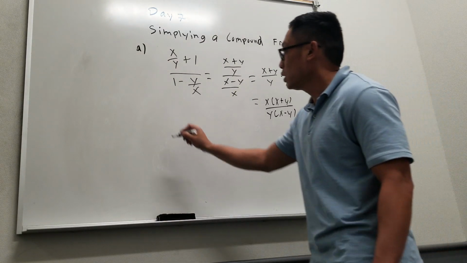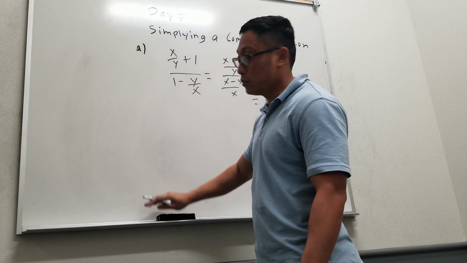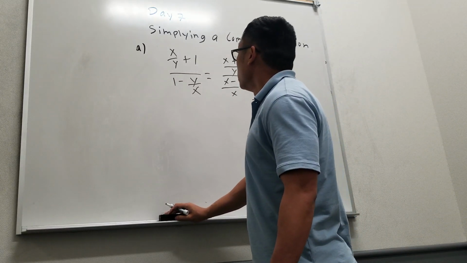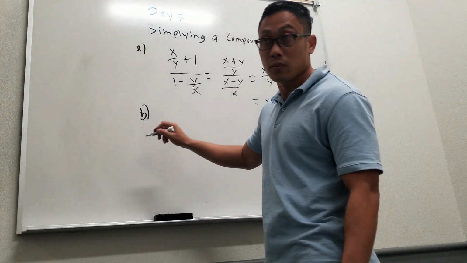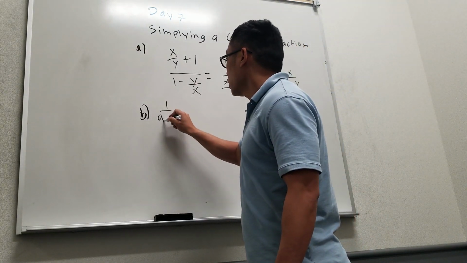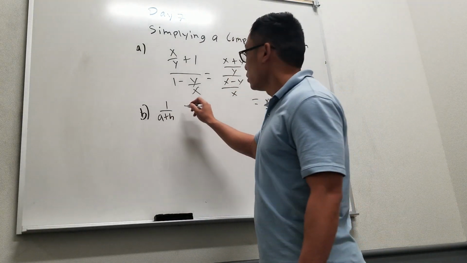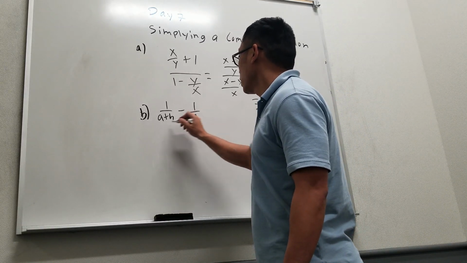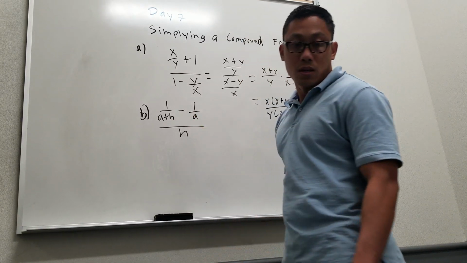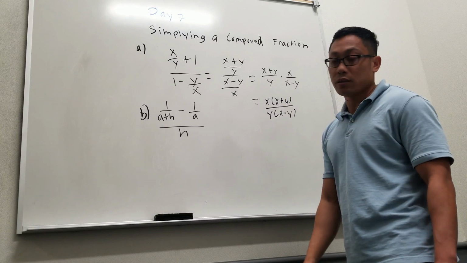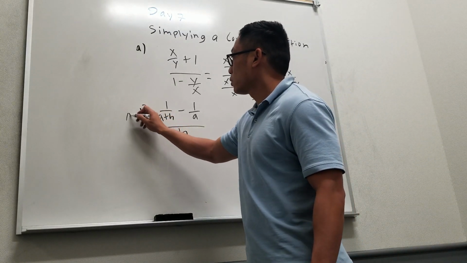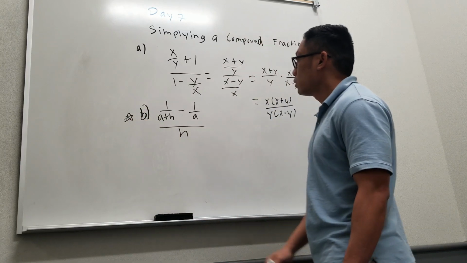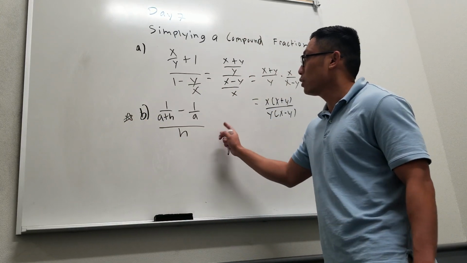Okay, so let's do B. Let's see if I have room for B. Oh, maybe not. Oh, yeah, it should be. Okay, B. 1 over A plus H minus 1 over A, all over H. This question arises in calculus very often. This is a good question. This is also similar to the difference quotient, so we're gonna see this quite often.